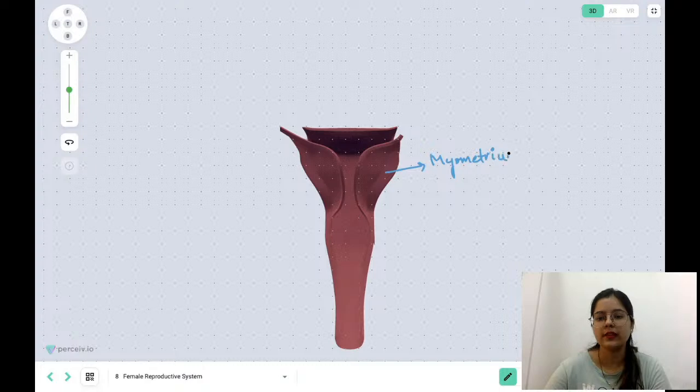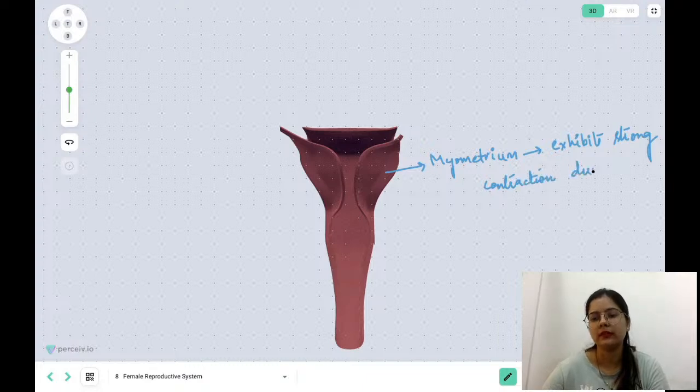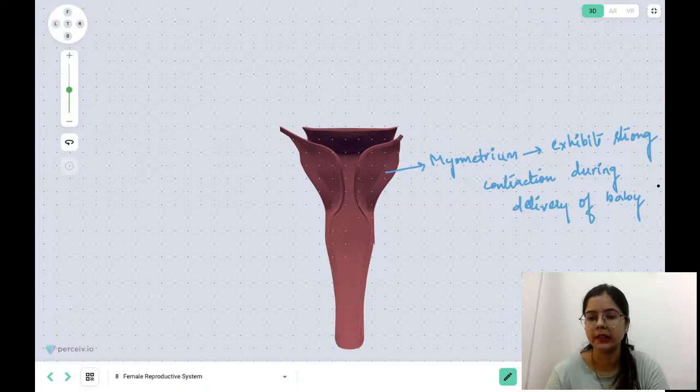So this is one such layer that exhibits strong contraction during the delivery of the baby. That's why this layer is made of thick muscles. Delivery of the baby in the pregnancy, at the end of the gestation period, you can say.